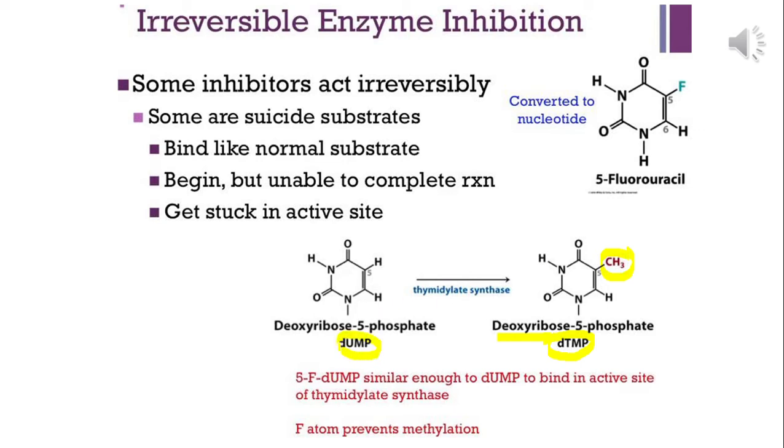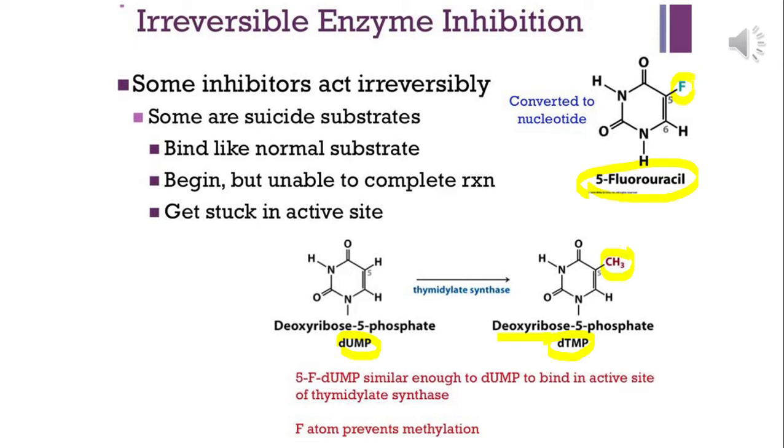And on the upper right hand side, there is the inhibitor given. It is 5-fluorouracil. And what's there on carbon number 5 of this inhibitor? There is a fluorine atom. This is the inhibitor, irreversible inhibitor.